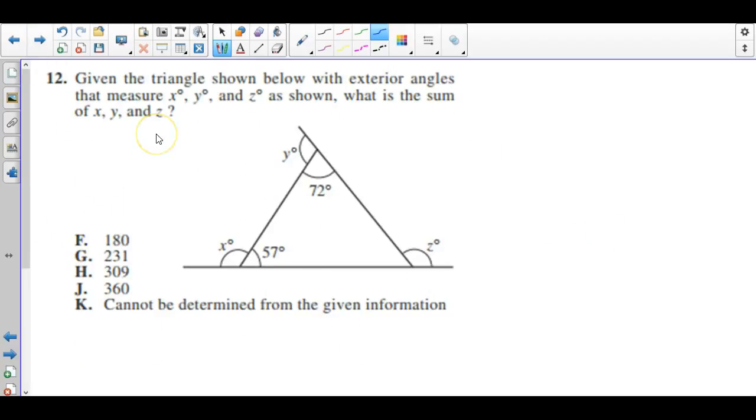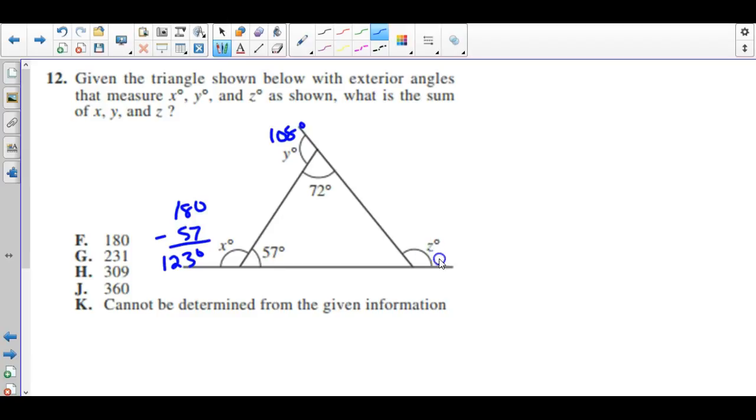Alright. Given the triangle, it's shown with exterior angles x, y, and z. What is the sum of x, y, and z? This is like one of the exterior angle theorems. I am given the 57 and 72, the x and the y, and z is over here. To figure out what x is, I take 180 minus 57, and that's going to come out to 123 degrees. And then I'm all the way up here by y. I'm going to take 180 minus 72, and that's 108 degrees.